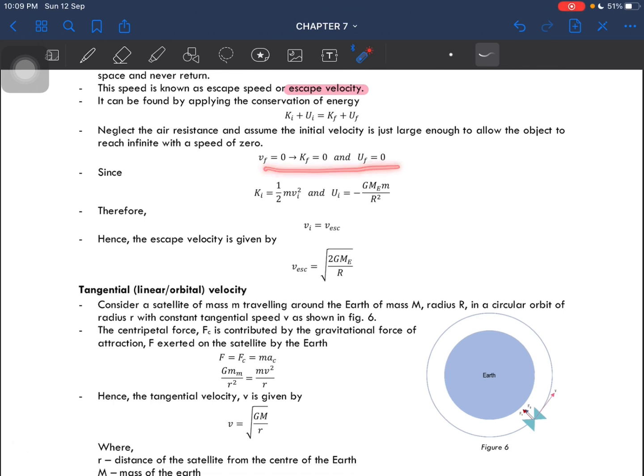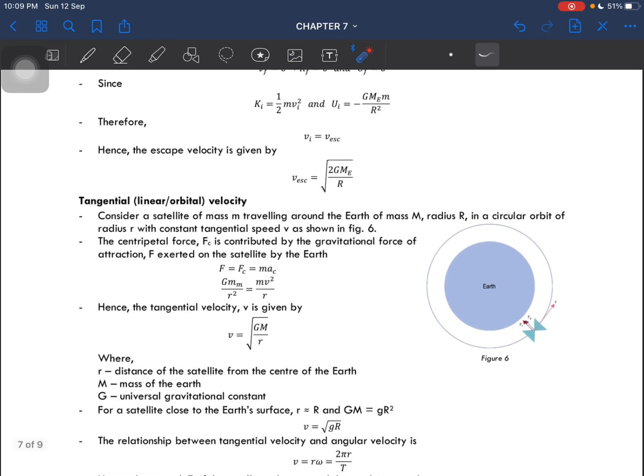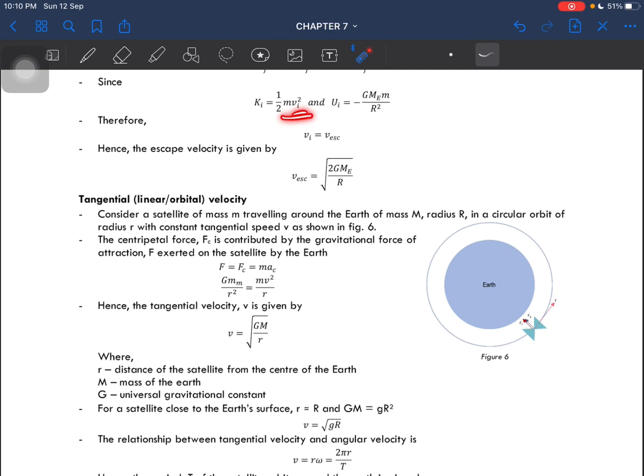So they let several variables be equal to 0, and then they come up with this equation. Basically, what is left is just the kinetic energy as well as the potential energy. This initial velocity here is known as the escape velocity. After rearranging and substitution, you will then get the formula for the escape velocity as this one.